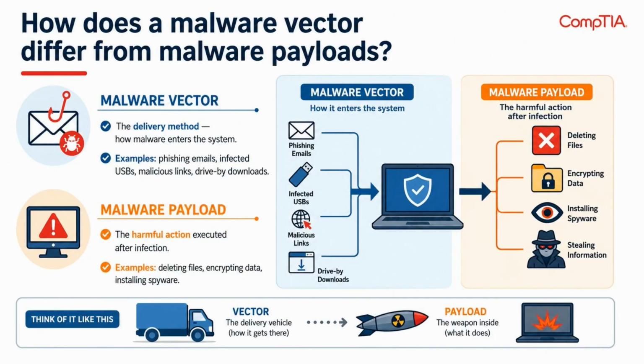A malware vector is the delivery method, how malware enters the system. Examples include phishing emails, infected USBs, malicious links, and drive-by downloads. A malware payload is the harmful action executed after infection, deleting files, encrypting data, installing spyware. Think of it this way: the vector is the delivery vehicle, and the payload is the weapon inside it.